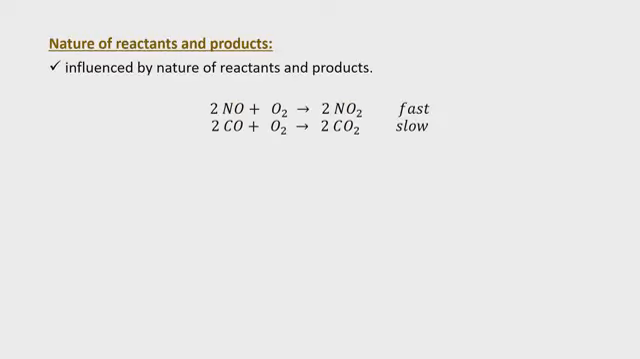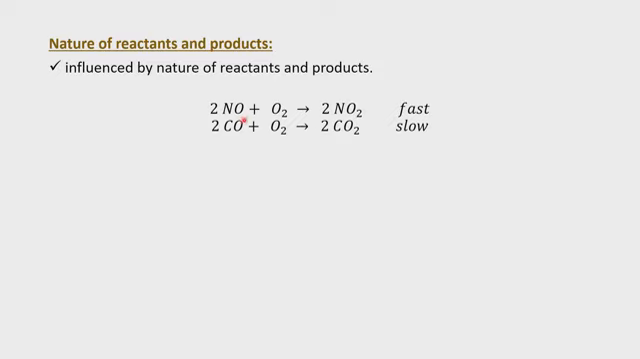Next one, nature of reactants and products. So rate of reaction is influenced by the nature of reactants and products. Look here, I have written two reactions. Actually, these two reactions seem to be the same but are not the same. Here also 2NO, CO, O and O2, NO2, CO2.